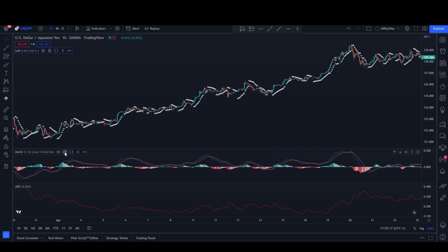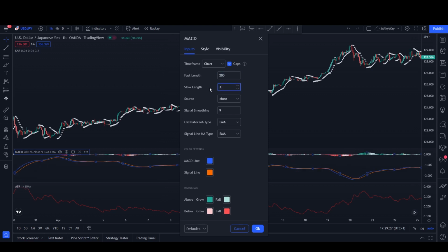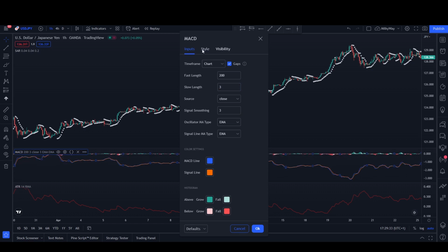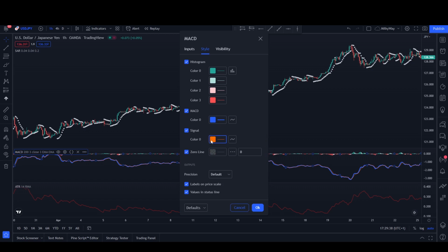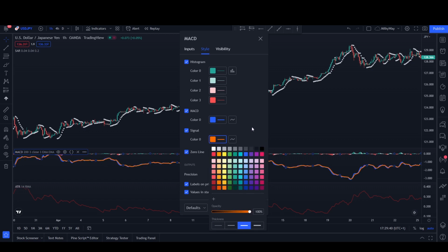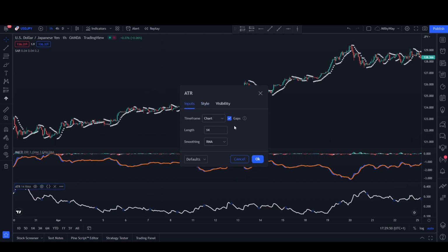For the MACD, we're going to be using a much longer period. So that will be 200, 3, and 3. We can change the style slightly so that we can see the lines a bit better. And finally, the ATR, we can leave it to the default settings, which is 14.